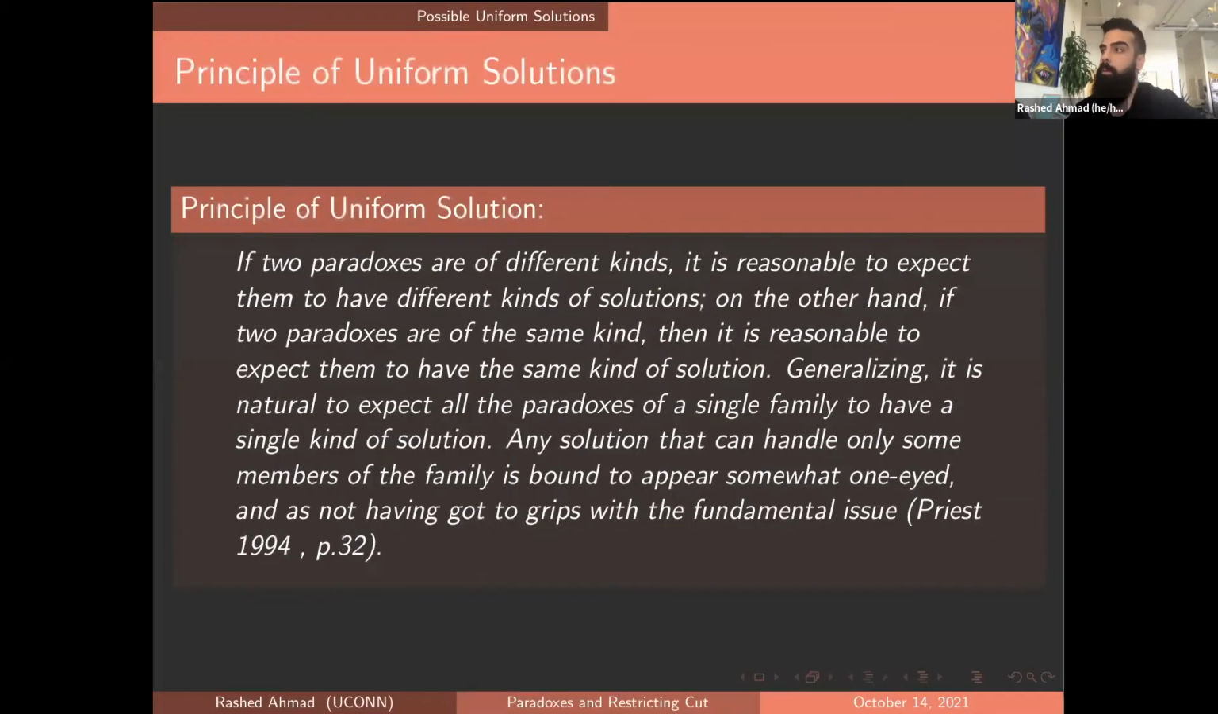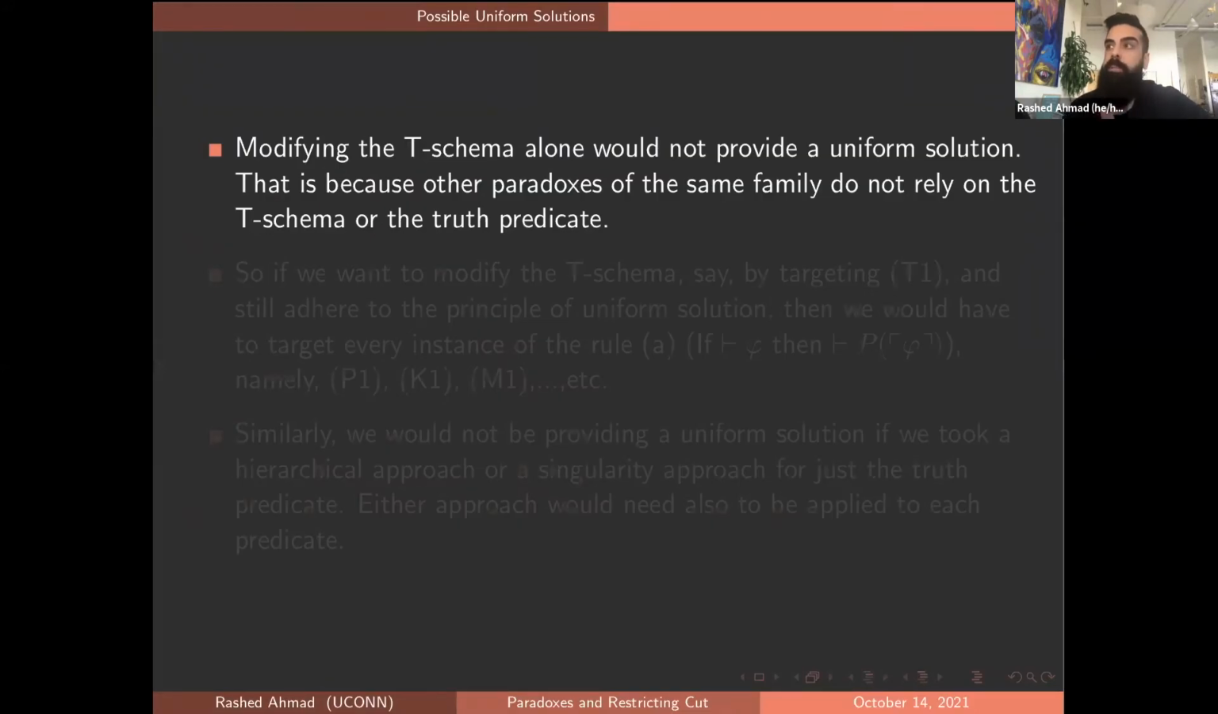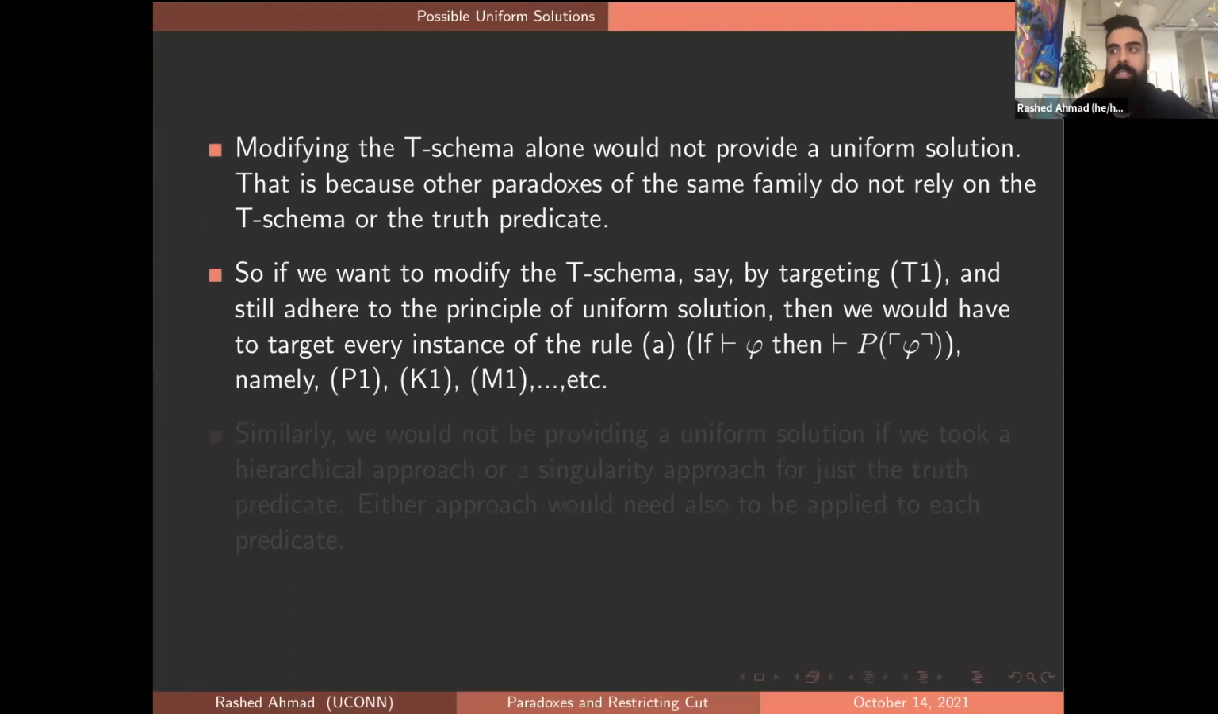So modifying the T-schema alone would not provide a uniform solution, and that is because there's nothing special about the truth predicate. There are other paradoxes of the same family that do not use the truth predicate or the T-schema. So if we wanted to really modify the T-schema, say by targeting T1, and still adhere to the principle of uniform solution, then we would have to target each rule for each predicate. So P1, K1, M1, V1, and so on. So every instance of the rule A of our ingredient, right?